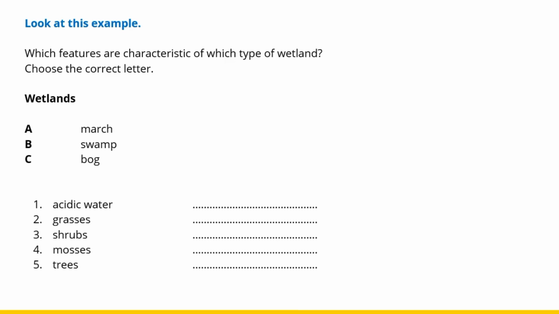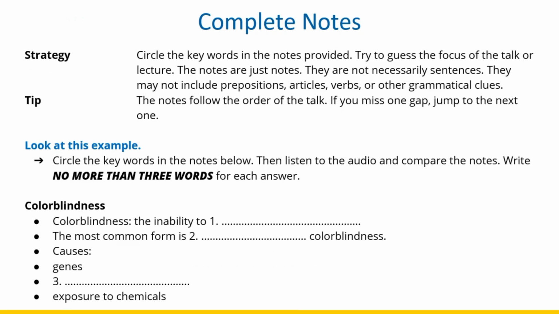For example, acidic water, grasses, shrubs, they all can be swamp. So that's why you can use some categories over and over again. And this is the type of task we have in section 4. And now we are going to review how to complete notes in section 4.